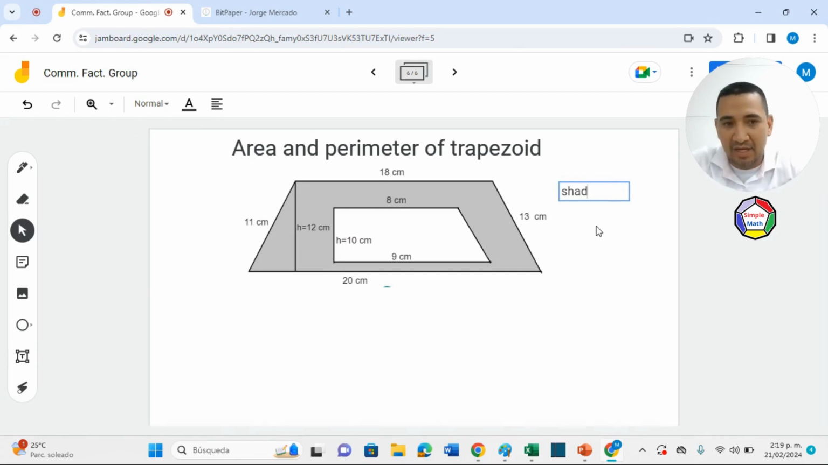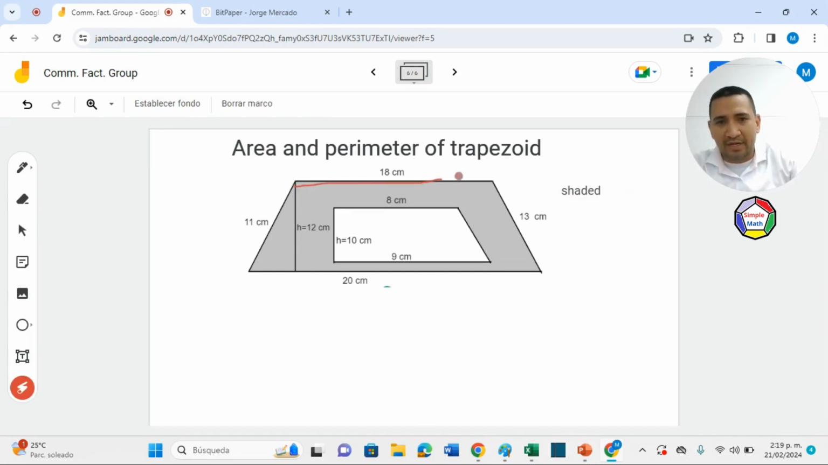Shaded is like this. To calculate the shaded area of any plane shape, we get the area of the big shape, in this case a trapezoid, minus the area of the small trapezoid. In other words, we calculate this big area and then we subtract the small area. So let's start. I will do it a little bit faster.